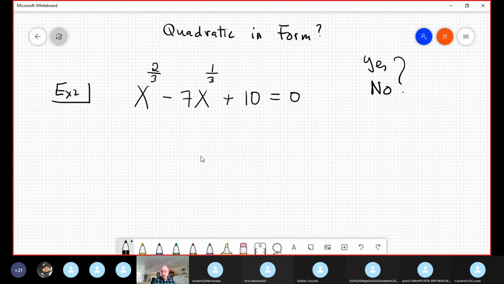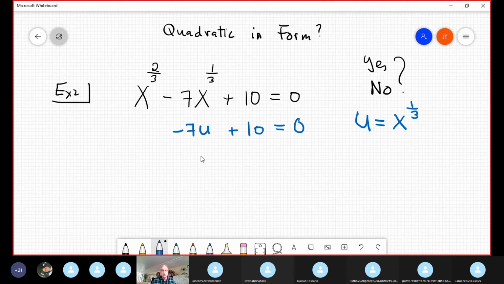Okay? Now, let me try to do u substitution. u is equal to x to the 1/3. I always use the smaller exponent for the substitution. So 0 is equal to u squared plus 10 minus 7u. This is u, my own definition, and this is u squared. Do you understand this idea? Because this one is twice this one.